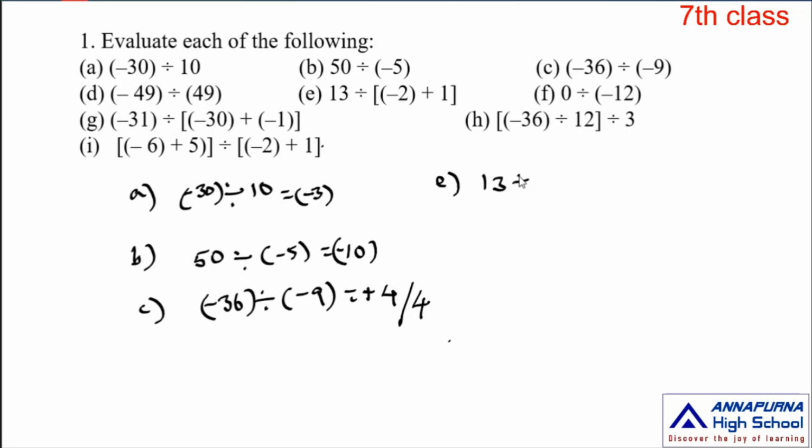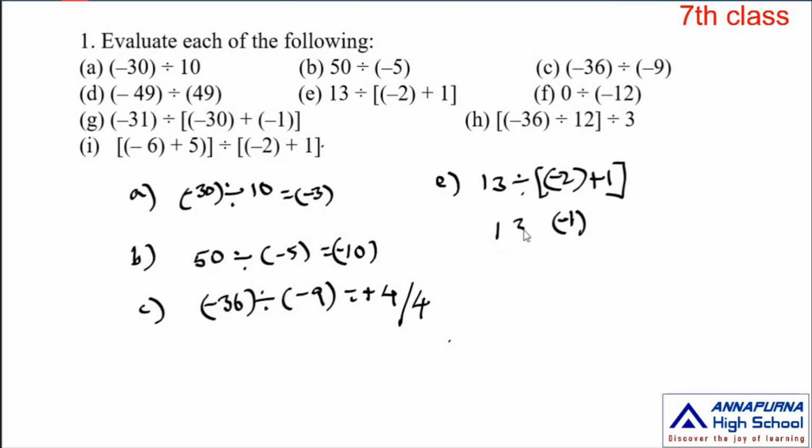13 divided by (minus 2 plus 1). First you simplify the integers within the bracket. Here is the addition of integers. When you add a negative integer and a positive integer, we will get either positive or negative. It depends upon the sign of the higher value. So here, minus 2 plus 1. You subtract them as whole numbers, that means find the difference of these two. 2 minus 1 is 1. What is the higher value sign? Ignore the sign: 2 is the higher value. Therefore its sign is minus.